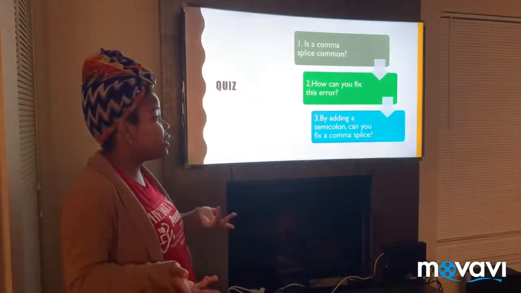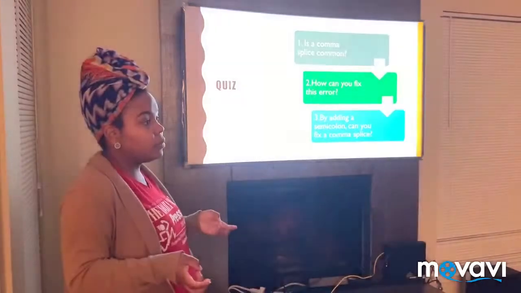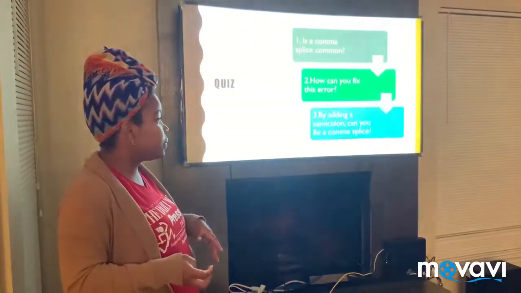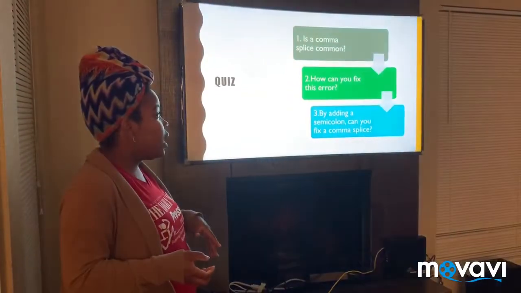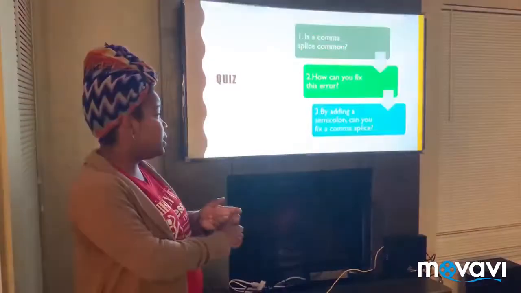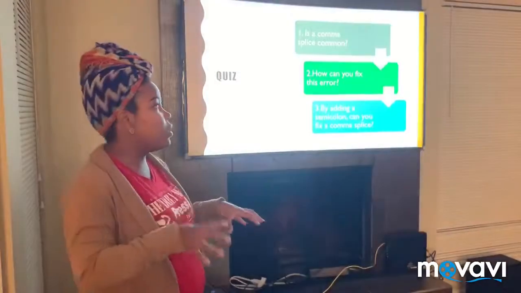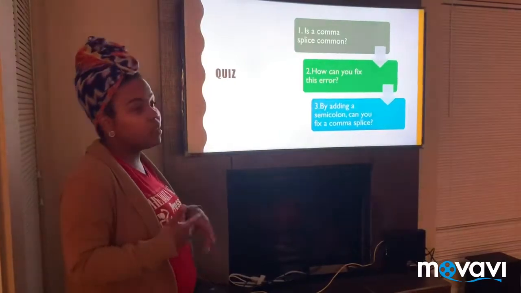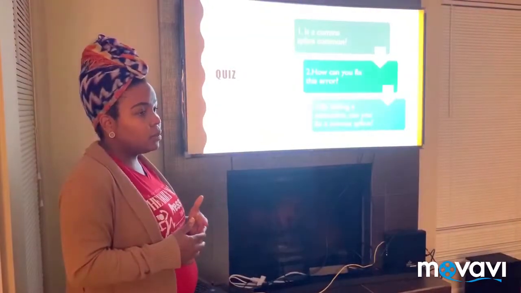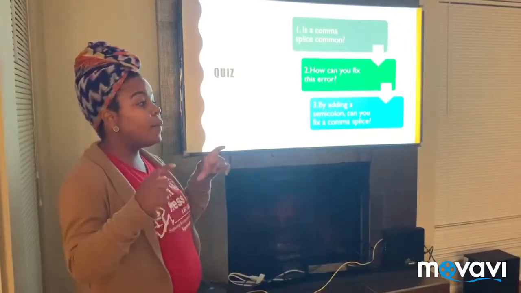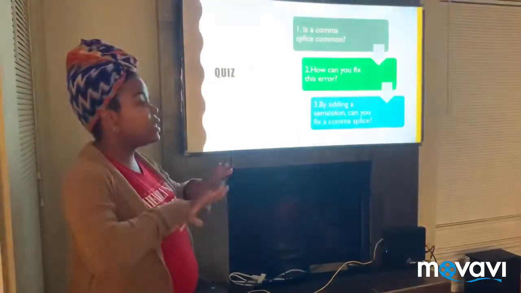Two, how can you fix this error? By adding punctuation and separating thoughts through conjunction. Okay, that's right. Yes, you can add a conjunction. You can split up the independent sentences to make them their own independent clause. Three, by adding a semicolon, can you fix a comma splice? Yes, because that's just like adding a conjunction or making it its own independent sentence. It's splitting it up.